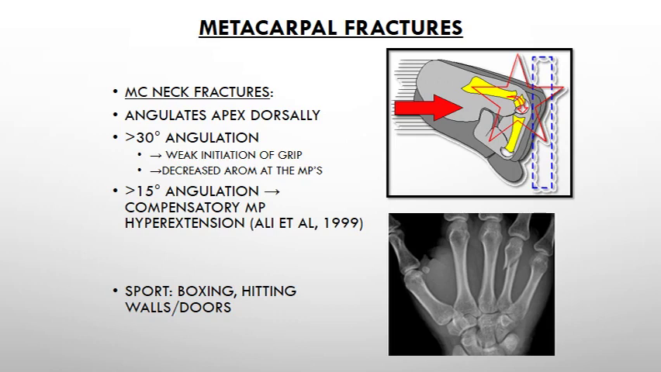If there's more than 30 degrees of angulation present, then the grip strength will be weakened and the range of motion of the metacarpal decreased. And also if there's more than 50% of angulation, there's a compensatory hyperextension in the metacarpophalangeal joint. So the decision here, with a fracture of the metacarpal neck, is whether it will be operative management with K-wires, or a reduction and immobilization.